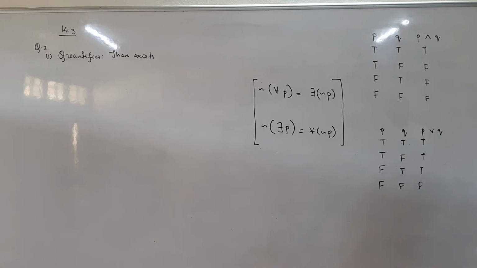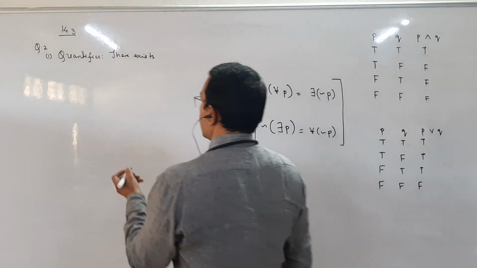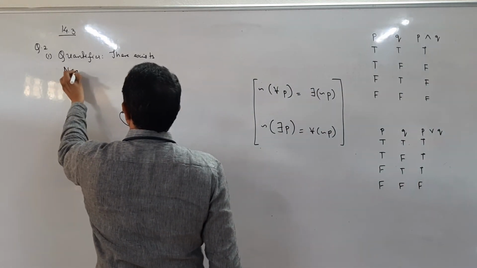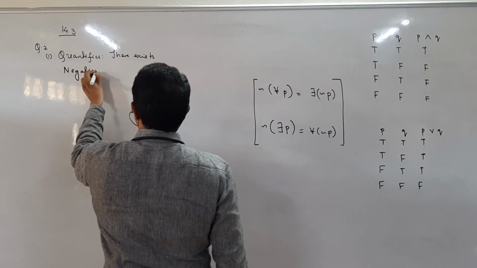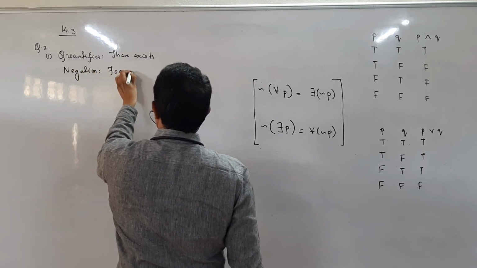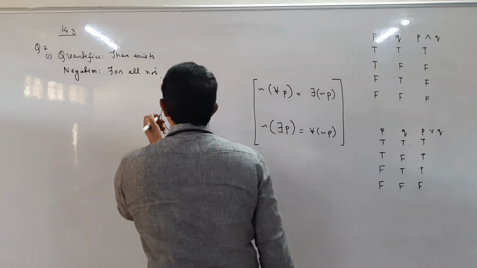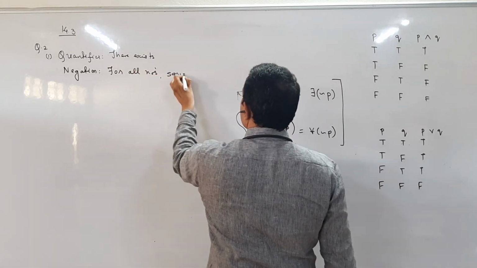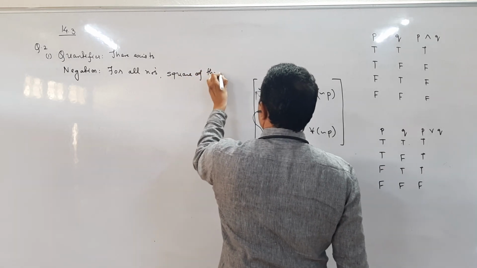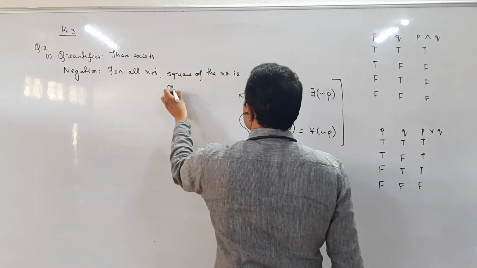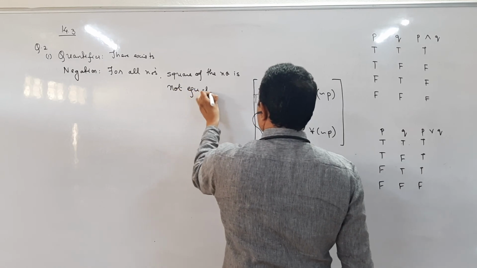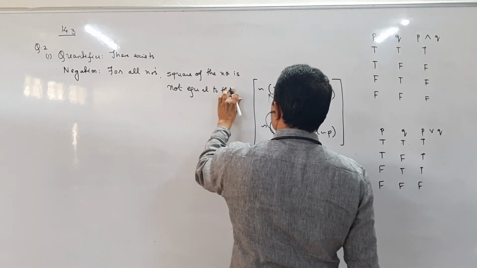So there exists, we have negation as for every. So I can write for every number, the square of the number is not equal to the number. So the negation is for all numbers, square of the number is not equal to the number.